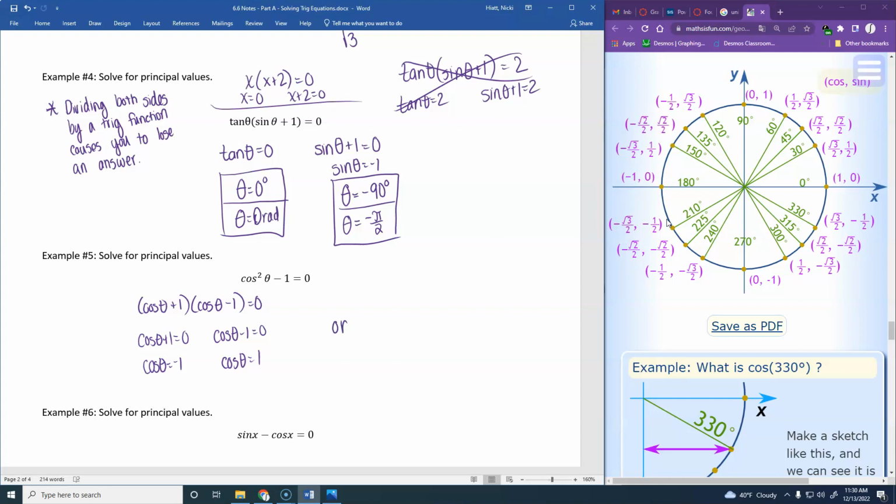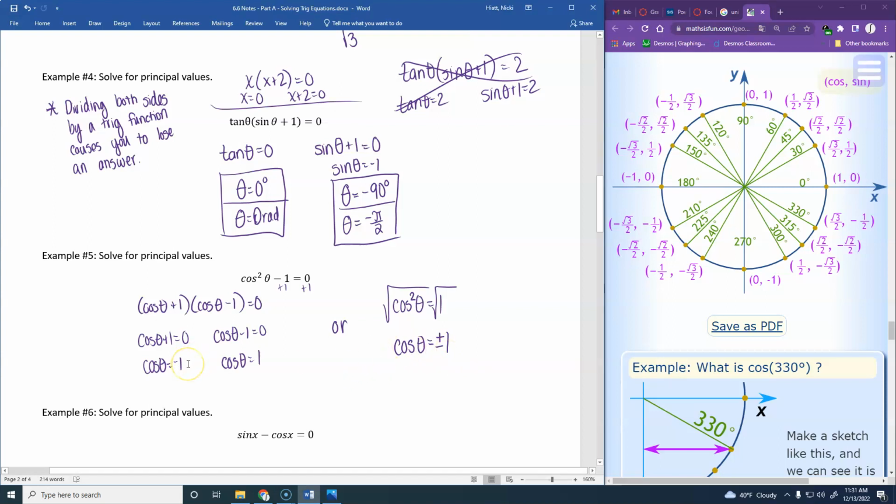Or, another option here, we could add the 1. So we get cosine squared theta equals 1. Then what would I do to get rid of that square? I would take the square root of both sides. And you just have to be really careful if you do it this way, because when you square root both sides, what have you got to put with your answer? Plus or minus. So if you factor, you're pretty much guaranteed to get the positive and the negative. If you do it this way, you just got to be really careful, make sure you remember that plus or minus, or you'll miss half of your answers there.